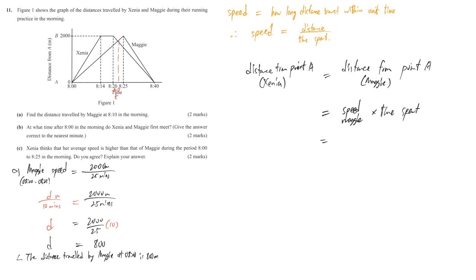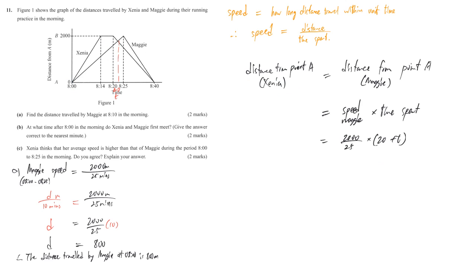The speed we already calculated is 2000 meters per 25 minutes. And then the time spent here, that means how long it takes from point A to the meeting point, is 20 minutes plus t minutes here. We finished the right hand side part. We are going to do a similar thing for our left hand side part.